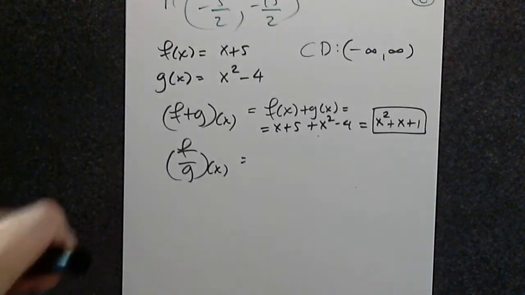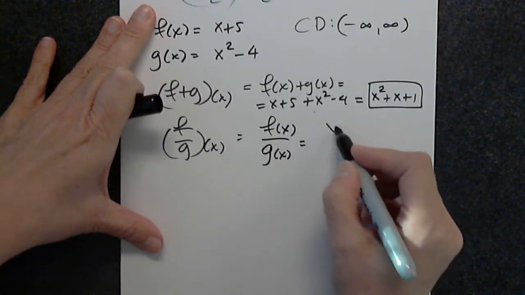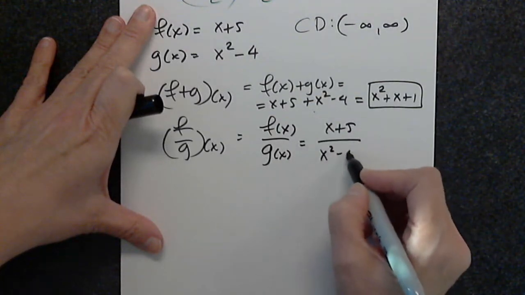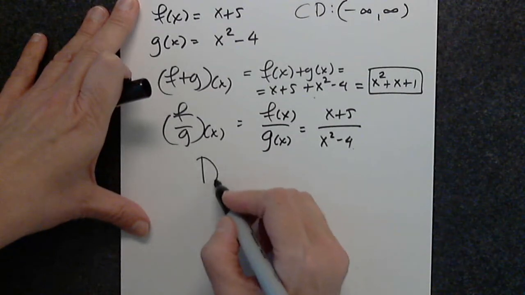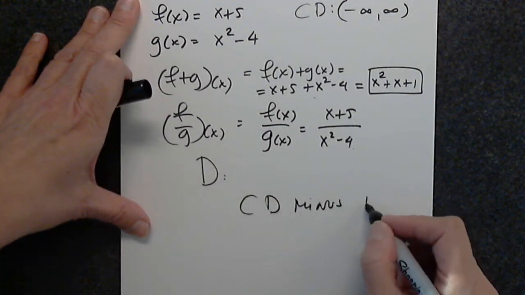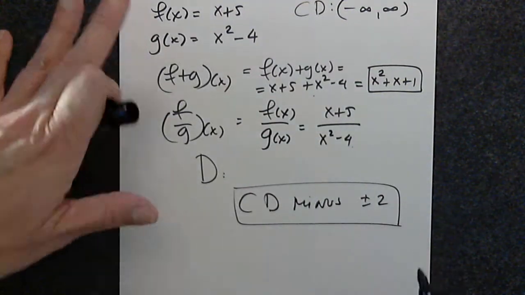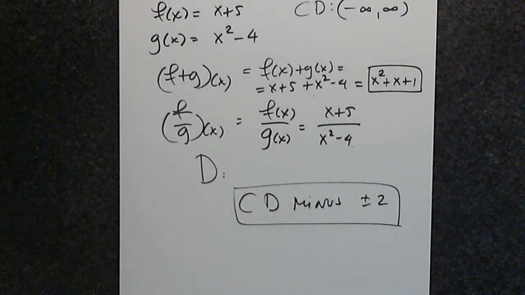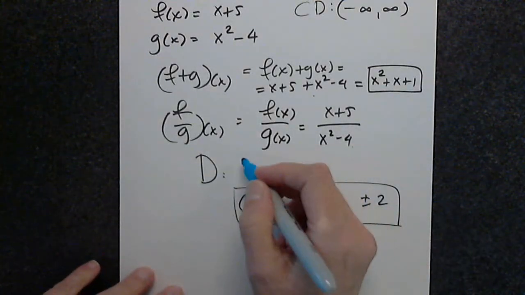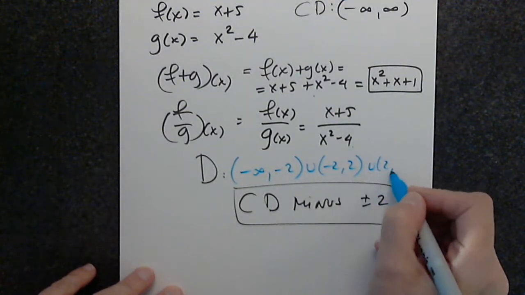Now, for the ratio, that's a different story because I have to write f of x over g of x, and then I have x plus 5 over x squared minus 4. But this time the domain is the common domain minus plus or minus 2. So the common domain, if you remember, we said is always the domain of the sum, difference, and product. But it may or may not be the same domain, like in this case. So this is negative infinity to negative 2, union negative 2 to 2, union 2 to infinity.